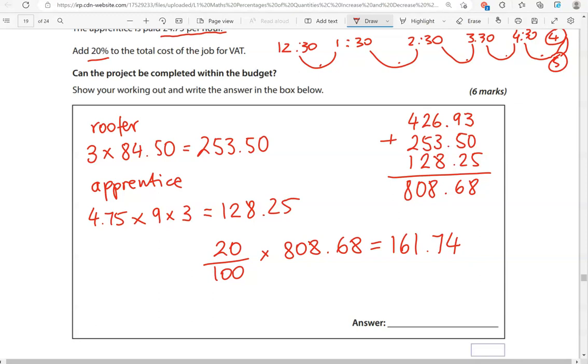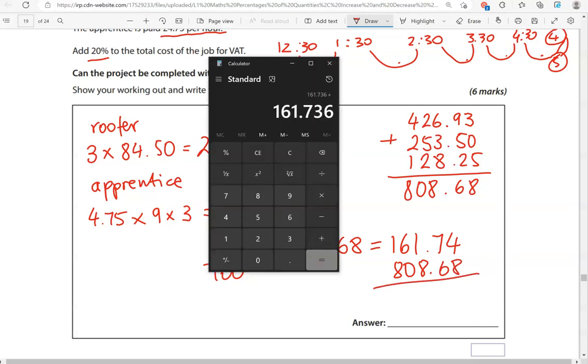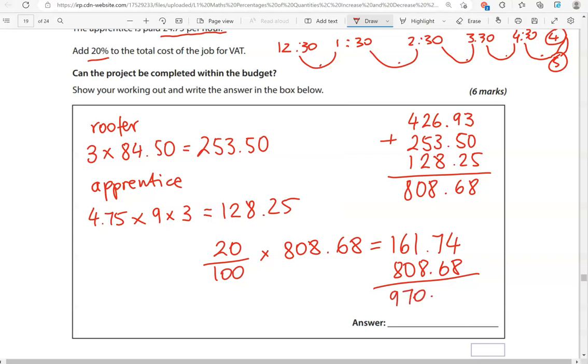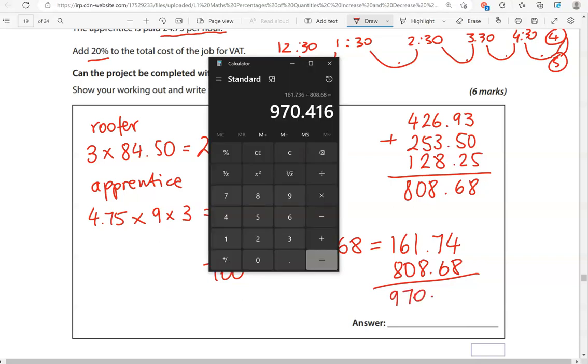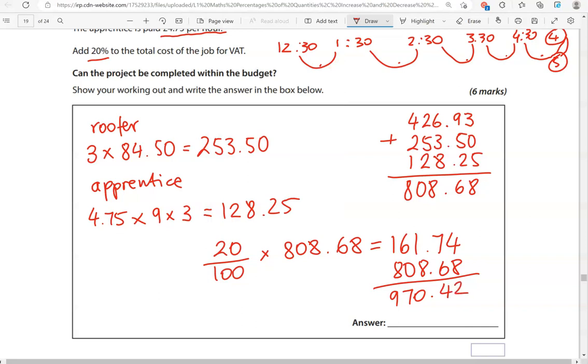So adding that on top of £808 and 68 pence gives us £970 and 42 pence. This is below £1,000, so can the project be completed within the budget? We're going to say yes.